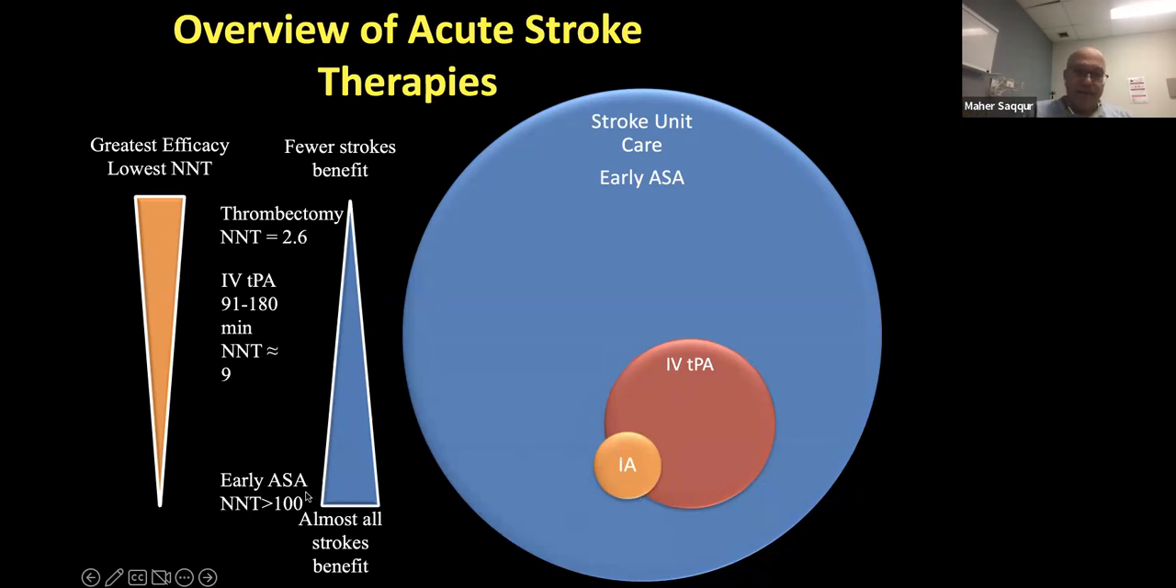And definitely the number needed to treat drops. You know, if you treat with aspirin, you need to treat 100 patients to prevent 1 stroke, whereas if you treat with thrombectomy, you treat 3 for 1 to recover. So you see the number needed to treat drops very much when you move from all strokes, where everyone receives aspirin, to those who receive thrombectomy. However, the denominators drop again also. So fewer patients receive thrombectomy. But this is the diameter of treatment.